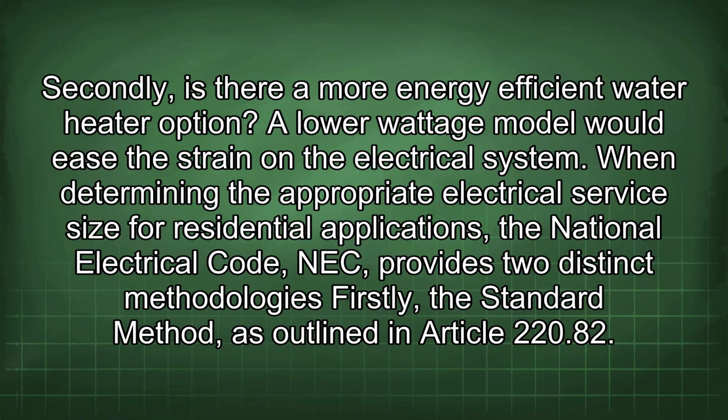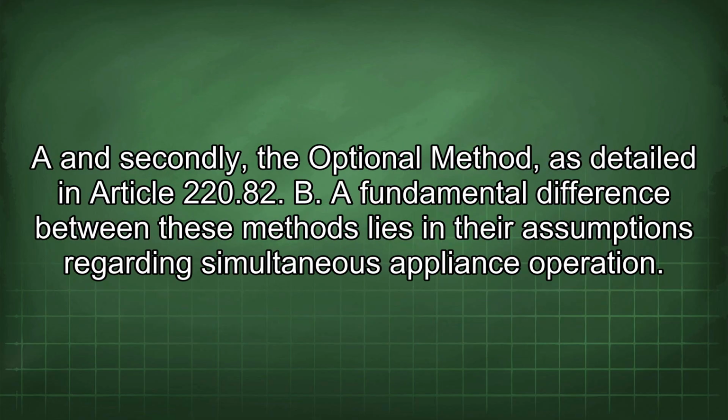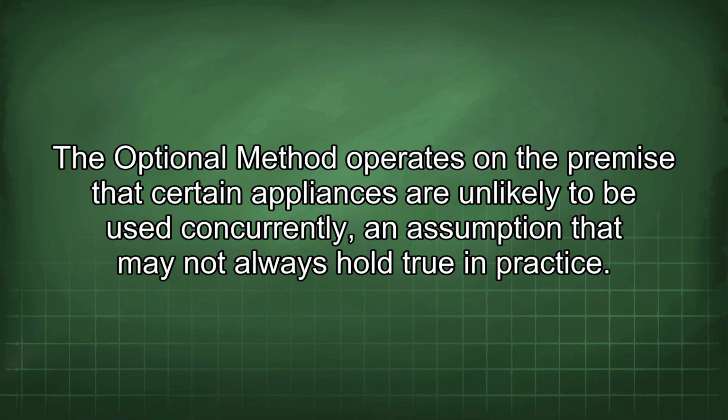When determining the appropriate electrical service size for residential applications, the National Electrical Code, NEC, provides two distinct methodologies. Firstly, the standard method, as outlined in Article 220.82, and secondly, the optional method, as detailed in Article 220.82(B). A fundamental difference between these methods lies in their assumptions regarding simultaneous appliance operation. The optional method operates on the premise that certain appliances are unlikely to be used concurrently, an assumption that may not always hold true in practice.